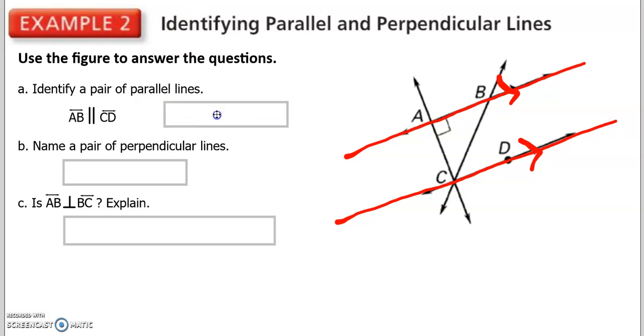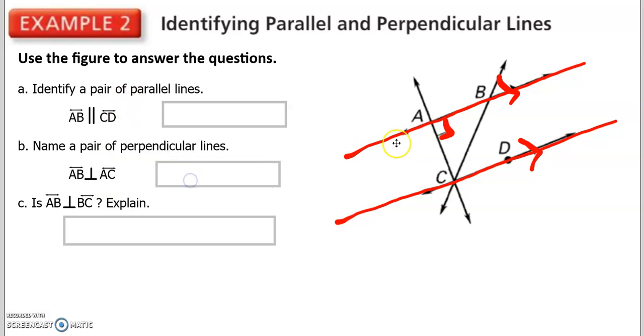And that's my answer. And notice there's that notation. Name a pair of perpendicular lines. Well, what in this diagram tells me I have perpendicular lines? That little square in the corner there tells me that line AB is perpendicular to line AC. Notice my notation, guys. It has to be complete. It's a line, right? So I need to have that bar with two arrows on the top of it.